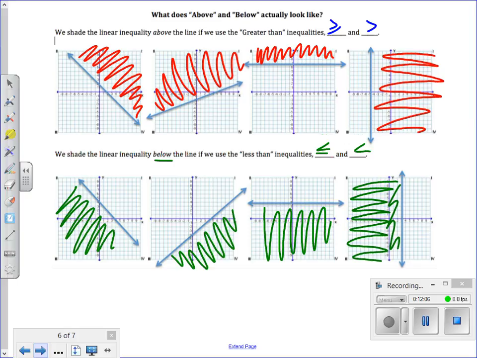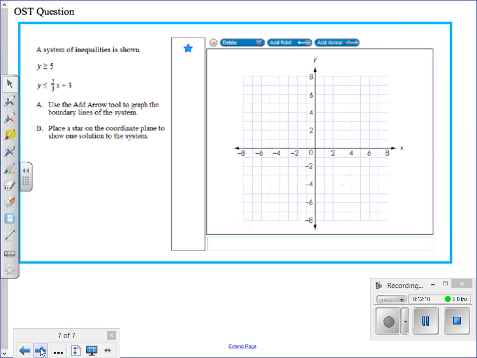Okay. Now I have one more problem on these notes. This is an OST style question. For this OST style question, it says a system of inequalities is shown. We haven't talked about systems, but we do know about graphing linear inequalities. So first of all, it says use the add arrow tool to graph the boundary lines of the system. I don't have this computerized program, but the add arrow tool is this guy right here. Basically that means graph the lines.